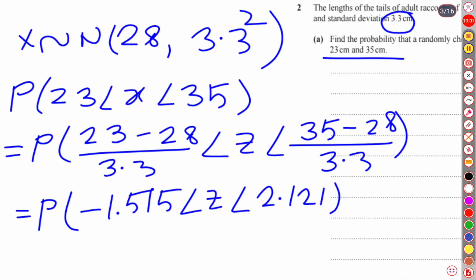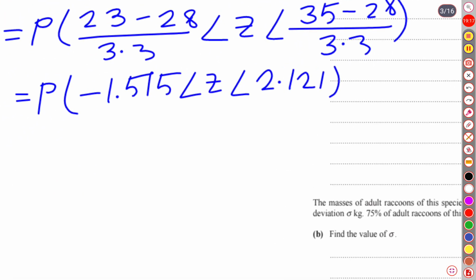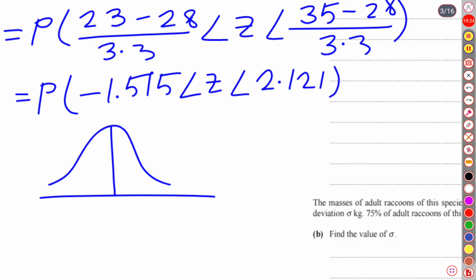Now if we look at the normal graph, let me draw the graph over here. The normal graph is always symmetrical. As this z-score is negative, it will fall somewhere here, say negative 1.5. This is 0, the mean line, and this is 2.121. As this is positive, it must lie on the right side of the mean line.